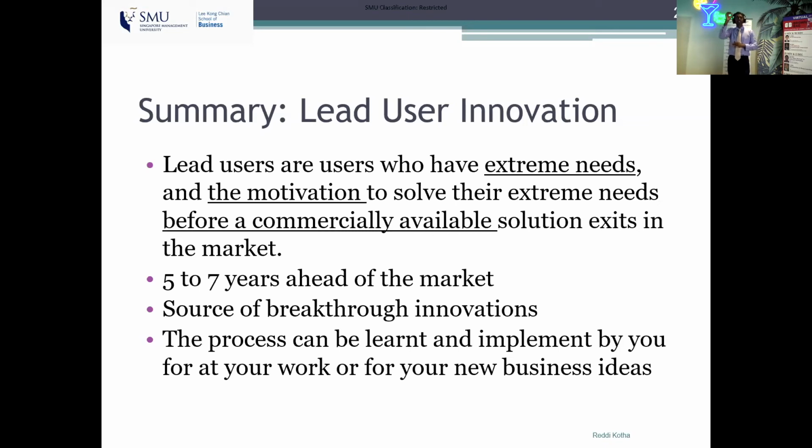So if you want to identify breakthrough innovations systematically, lead users is a very good starting point, one of the most important starting points. And most importantly, the process can be learned and implemented by all of you and us, if you understand this process. And I've given you an example about how we could think about going through this process, right? I am at 49 now, a minute ahead of what has been allocated to me. I'll pause here and then take questions from you.